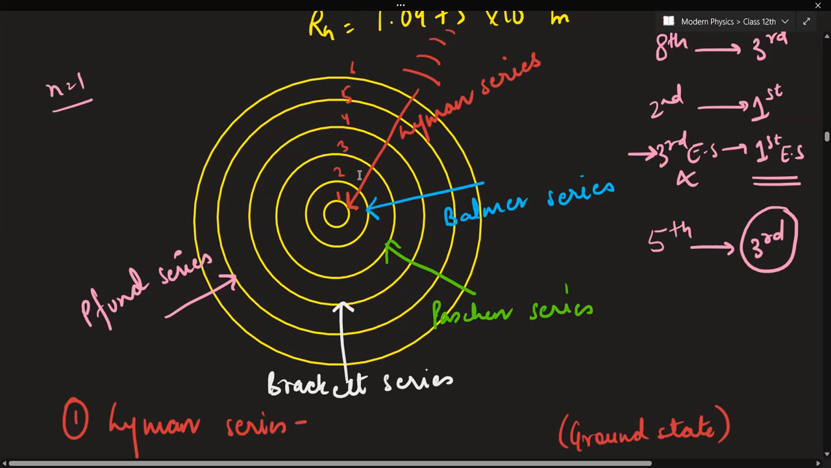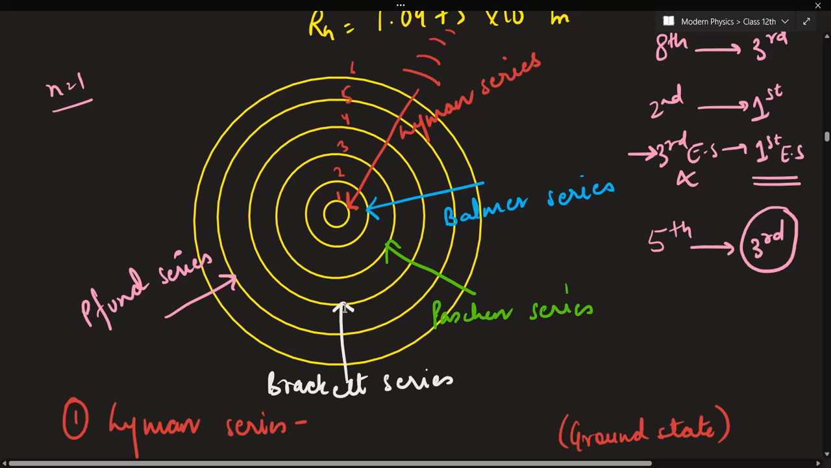Got it, class? Then again, if electrons from any of the orbits come back to the second orbit, this is known as the Balmer series. And if from anywhere the electrons come back to the third orbit, look here. This series of spectral lines of the hydrogen atom is known as the Paschen series.